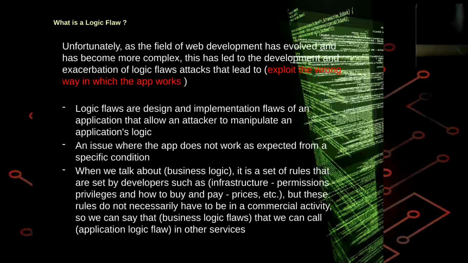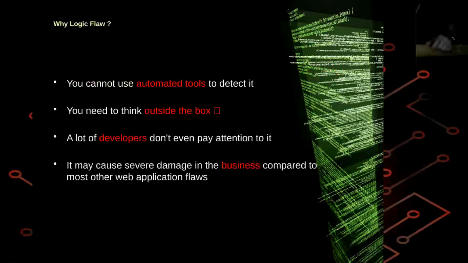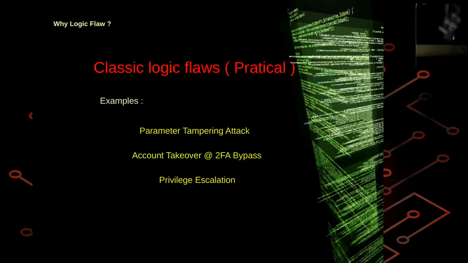So why logical flaws? You cannot use automated scanning tools to detect them, and you need to think outside the box. A lot of developers don't even pay attention to it, and it may cause severe damage to the business compared to most web application flaws. So we have classical flaws, for example, parameter tampering or parameter manipulation attack, account takeover, two-factor authentication bypass, and privilege escalation.